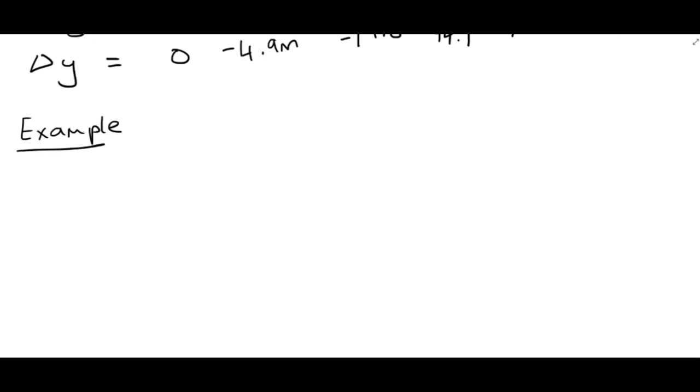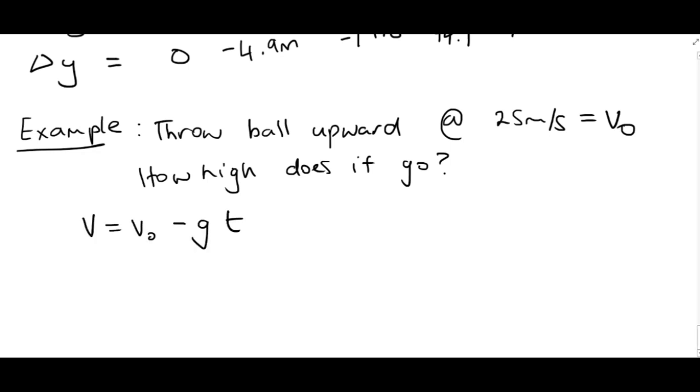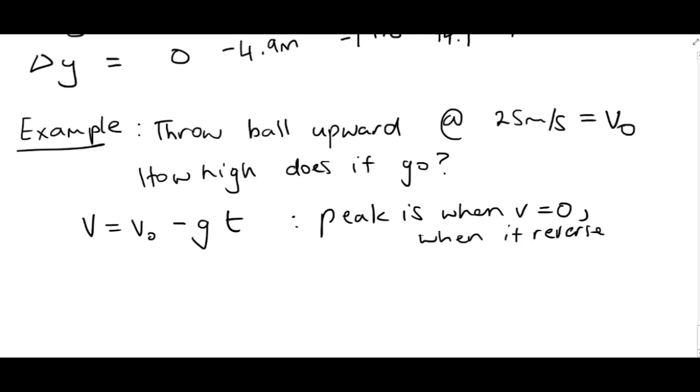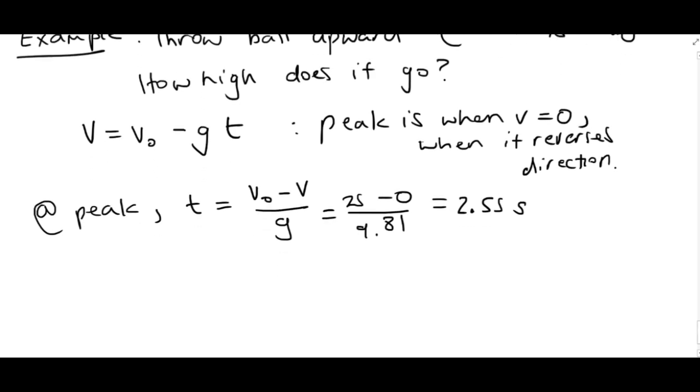Now let's take a look at one final example. Let's say we throw a ball upwards at a speed of 25 meters per second, which is also our initial speed. And the question asks us, how high does it go? We can use the formula V is equal to V naught minus GT, where the peak is when V final, or just V, is equal to 0. And this is where it reaches the peak and it begins to reverse its direction. So at the peak, we know that T is equal to V naught minus V over G, and this, substituting in the values of 25 minus 0 divided by 9.81, gives us a time of 2.55 seconds.